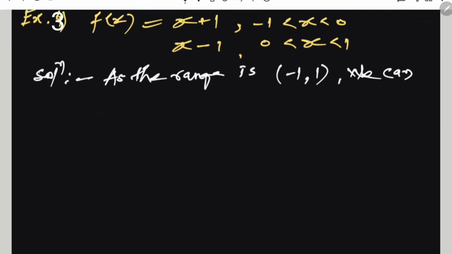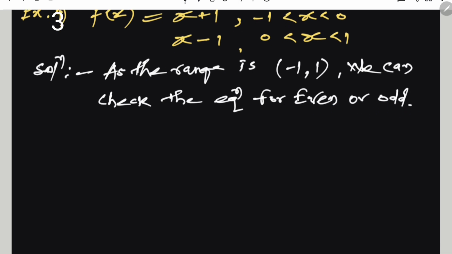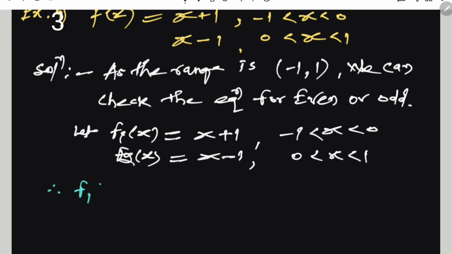Let the first function be f1 of x as x plus 1, and the second function as x minus 1. Once again I will repeat. Let f1 of x be x plus 1 between minus 1 and 0, and f2 of x be x minus 1 between 0 and 1.